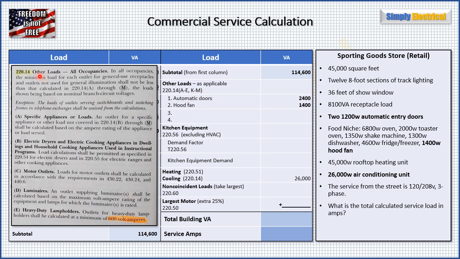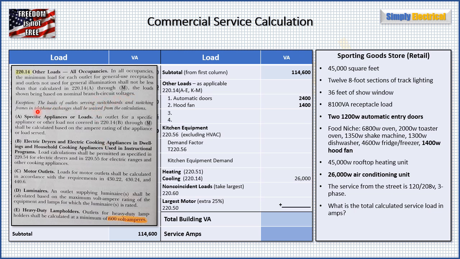So the first one says other loads, all occupancies. In all occupancies, the minimum load for each outlet for general use receptacles and outlets not used for general illumination shall not be less than that calculated in 220.14A through M, the loads shown being based on nominal branch circuit voltages. Okay, so anything that was not included in our general illumination, we're going to deal with now in A through M.